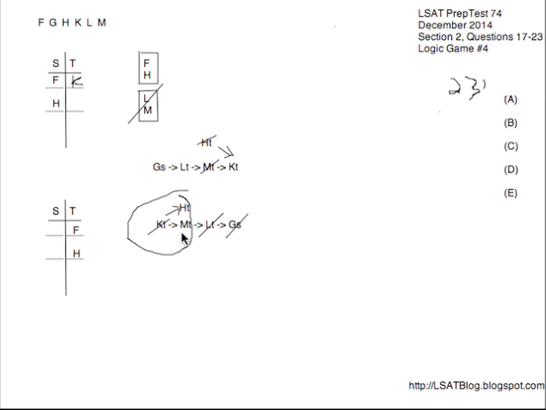Now, H and F are pretty much interchangeable in this game. They always have to be together. There's no major differences between them other than their involvement in this rule. So if we just switch F and H, it would have exactly the same effect, meaning that C is our answer for number 23. And that's the game.